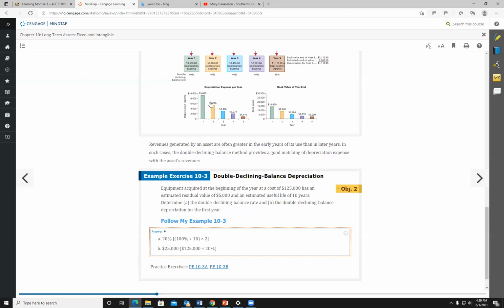So you would record the depreciation expense of 25,000, and you would record the contra asset accumulated depreciation entry at 25,000, thus reducing the book value to 100,000. Then the next year you would take 100,000 and multiply that by 20%, and that would be your new double declining balance depreciation for the second year.